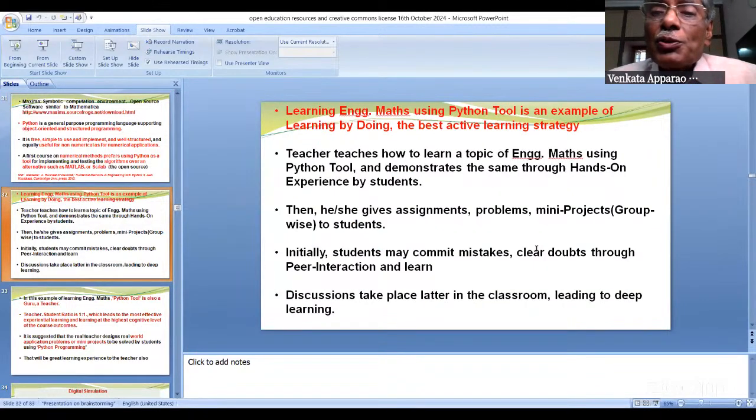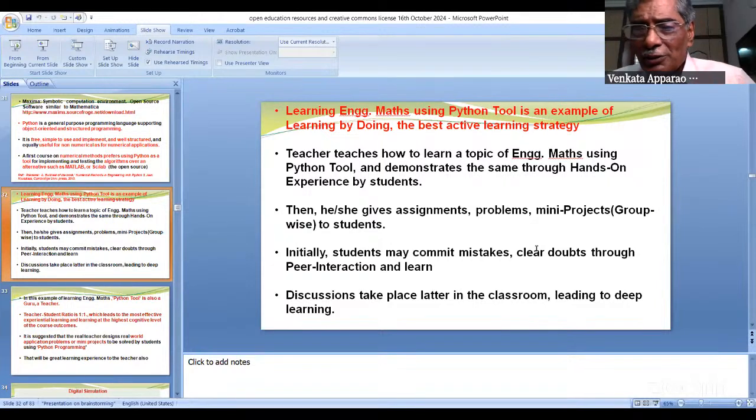Learning engineering maths using Python tool is an example of learning by doing, the best active learning strategy. The teacher teaches how to learn a topic of engineering maths using Python tool and demonstrates the same through hands-on experience by the students. Then he or she gives the assignments, problems, and mini projects group-wise to the students. Initially, students may commit mistakes, clear doubts through peer interaction, and then learn. Discussions take place later in the classroom, leading to in-depth learning.